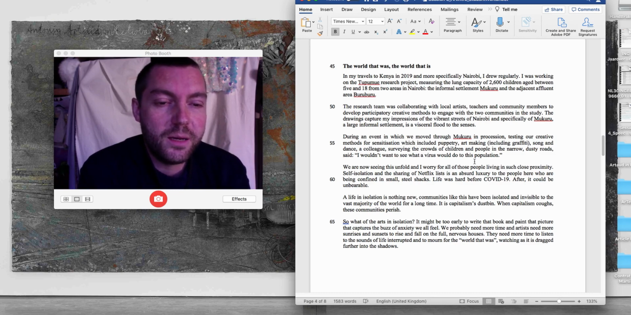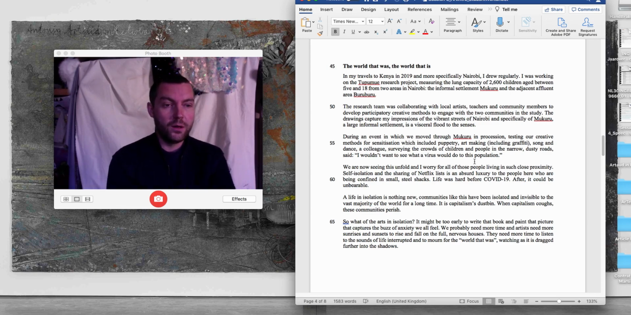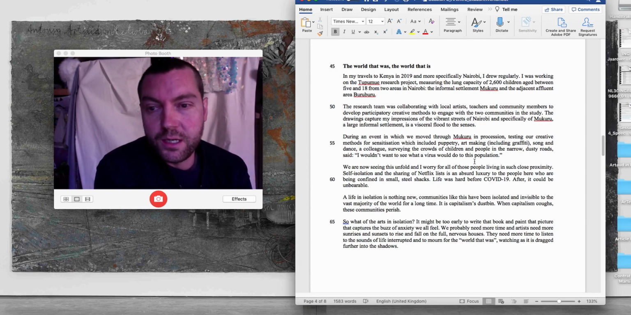The drawings capture my impressions of the vibrant streets of Nairobi, and specifically of Mukuru, a large informal settlement in a visceral flood to the senses. During an event in which we moved through Mukuru in procession, testing our creative methods for sensitization, which included puppetry, art making, including graffiti, songs and dance, a colleague, surveying the crowds of children and people in the narrow, dusty road, said, "I wouldn't want to see what a virus would do in this population."